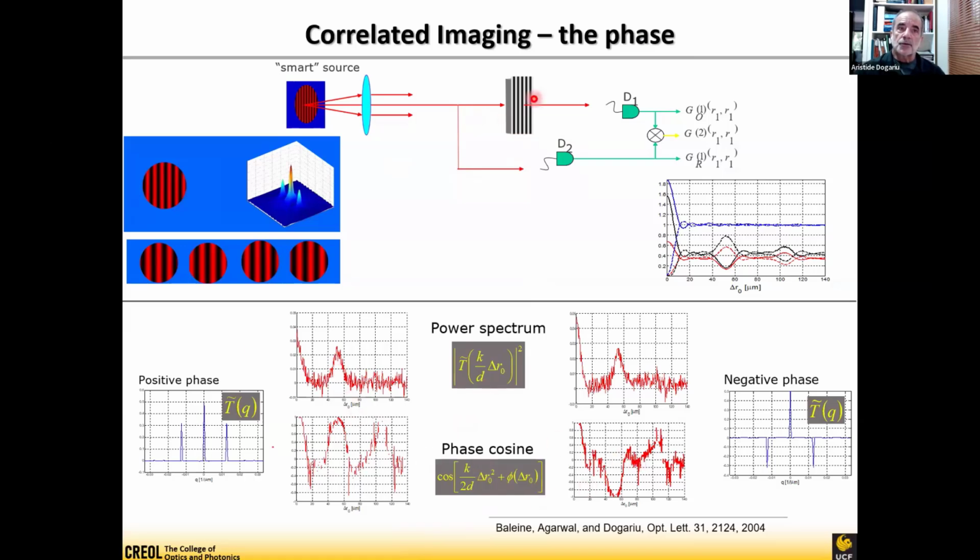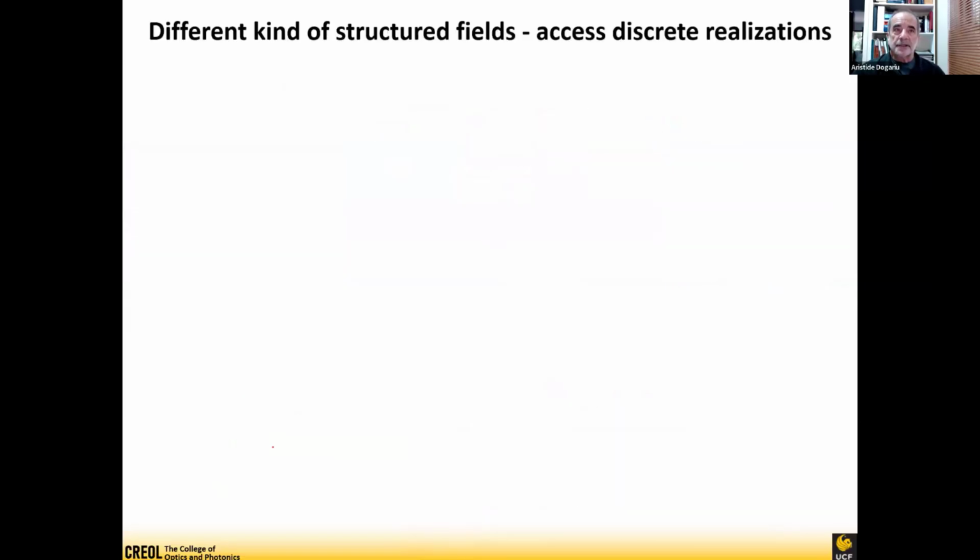So this is a cosine target, a cosine grating that is manipulated, and you can get the positive and the negative phase by translating that target. So these are a few examples of what I would call rudimentary structured fields.